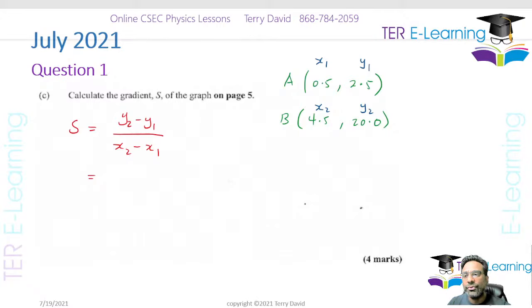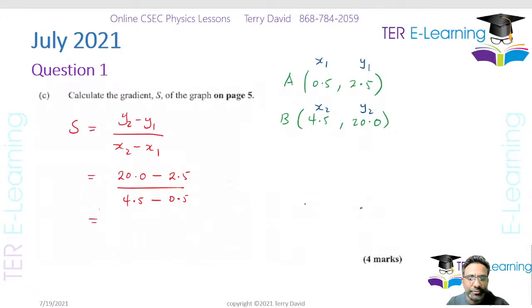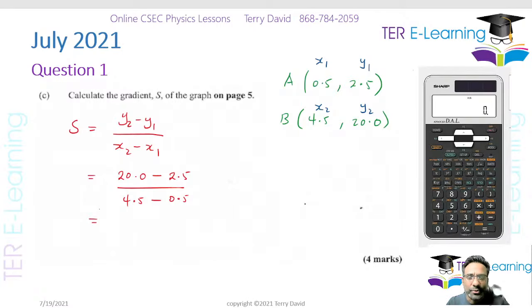So then all I'm going to do now is substitute into this formula here. So this is 20.0 minus 2.5 divided by 4.5 minus 0.5. Now here's something that students have trouble with, and hopefully you all didn't make that mistake. I'm going to work out the numerator first. So that is 20 minus 2.5, and I'm going to get 17.5.